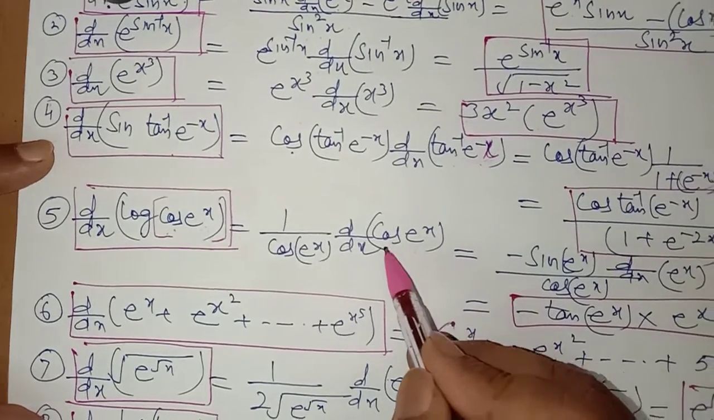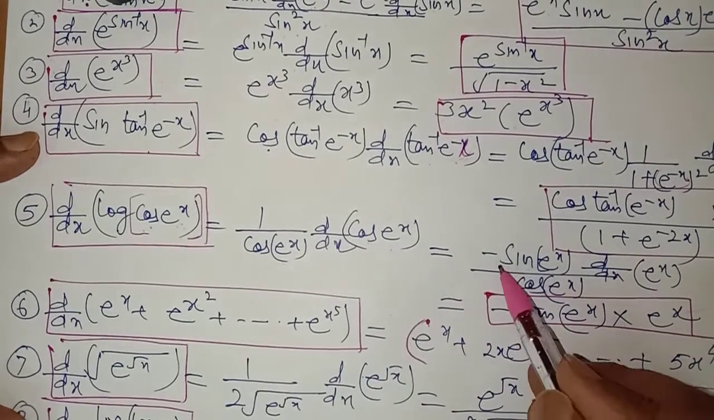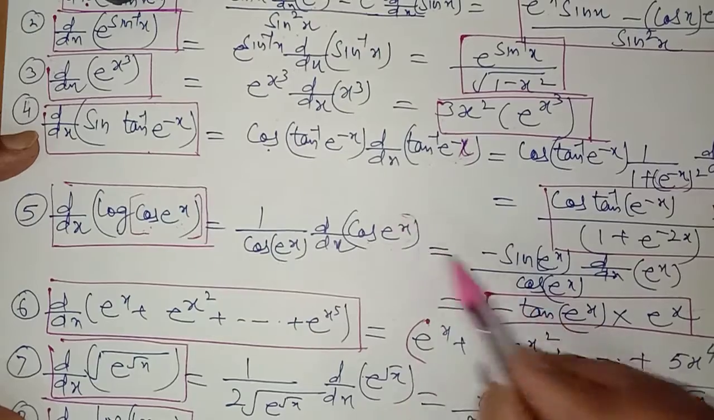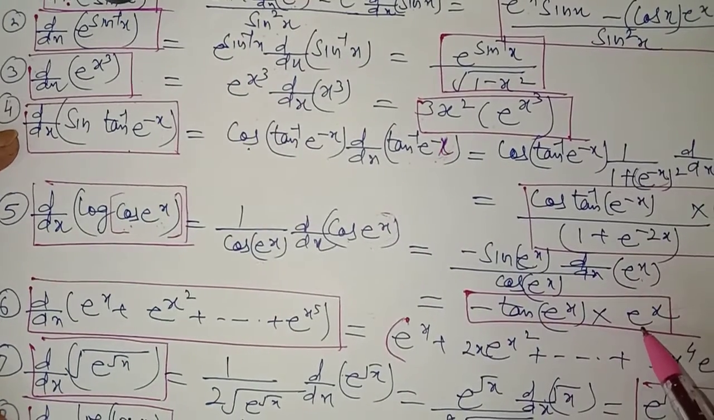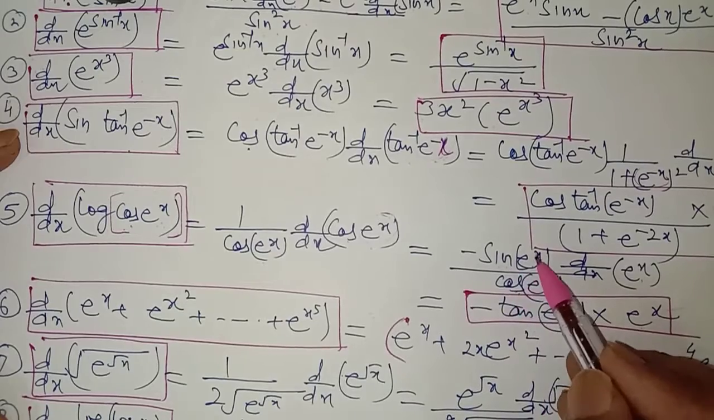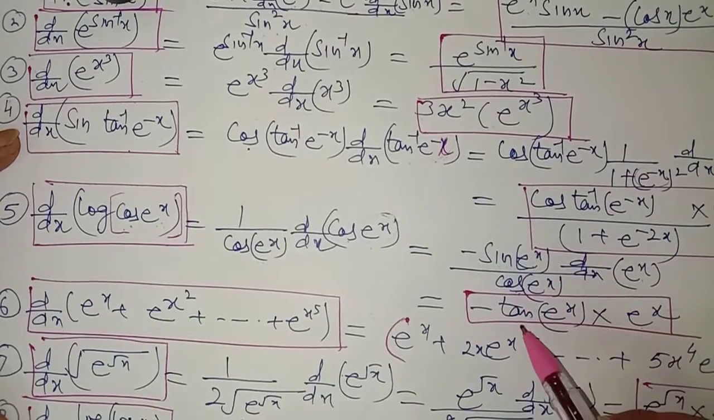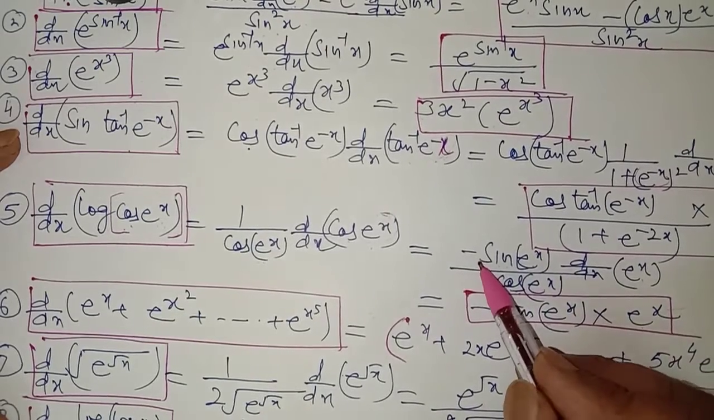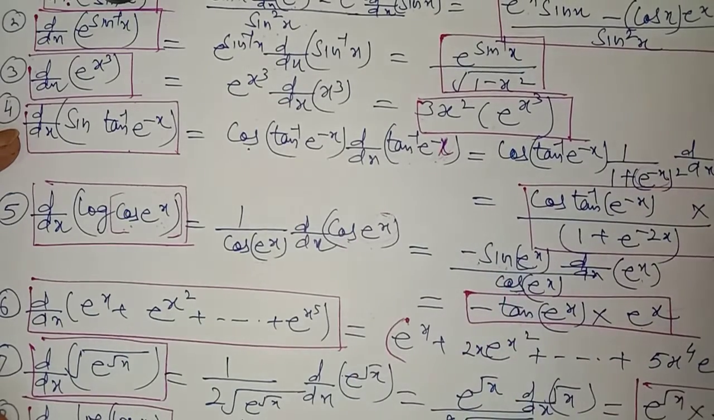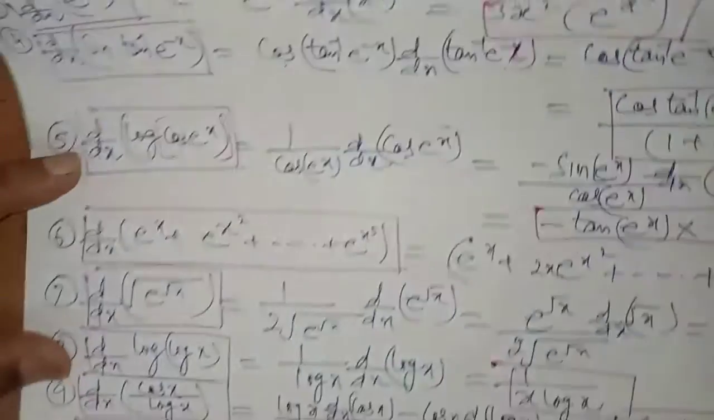Now differentiate it. The derivative of cos is minus sine e raised to power x, and multiply with the derivative of e raised to power x, which is equal to e raised to power x. Sine upon cos is tan. So sine e raised to power x upon cos e raised to power x will be equal to tan e raised to power x. The minus sign will be there because the derivative of cos is minus sine.